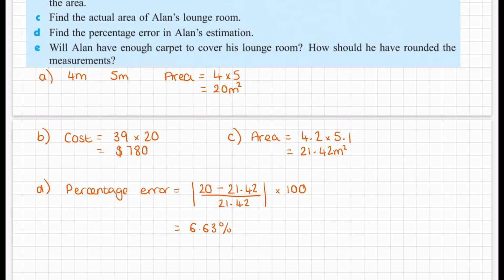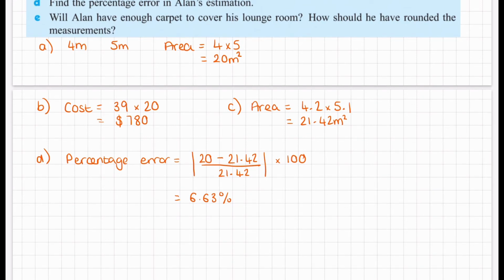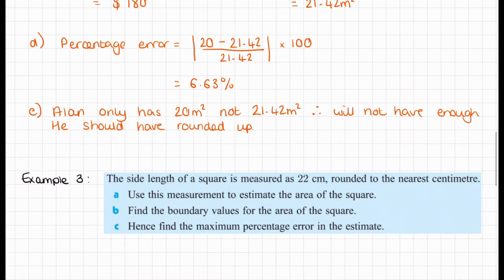Now, will Alan have enough carpet to cover his lounge room? How should he have rounded his measurements? Alan has only 20 metres squared of carpet, so he doesn't have enough because the actual area is 21.42 metres squared. In this situation, he should have rounded up to make sure he had enough carpet. And you just need to write that in some type of sentence.